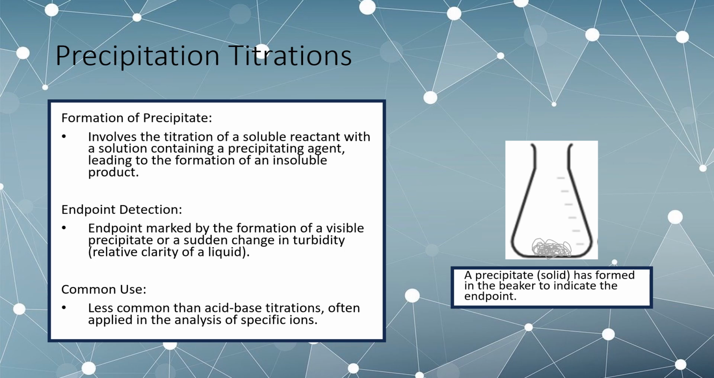They are used less than our other titrations, but often applied in the analysis of specific ions, when looking for specific ions within solutions. Now, sometimes that exact precipitate doesn't exactly form fully and isn't fully clear, in which case we refer to a sudden change in turbidity as an endpoint. Turbidity simply being how clear a liquid is, or the relative clarity of a liquid.